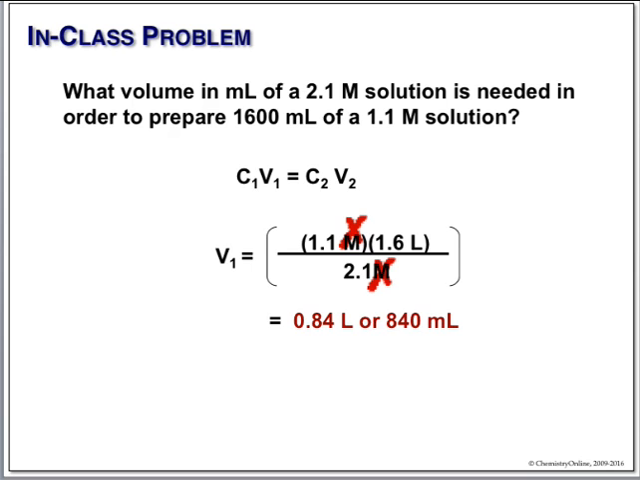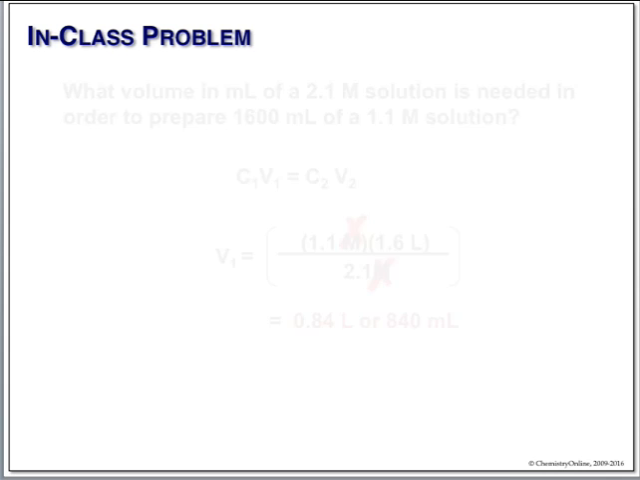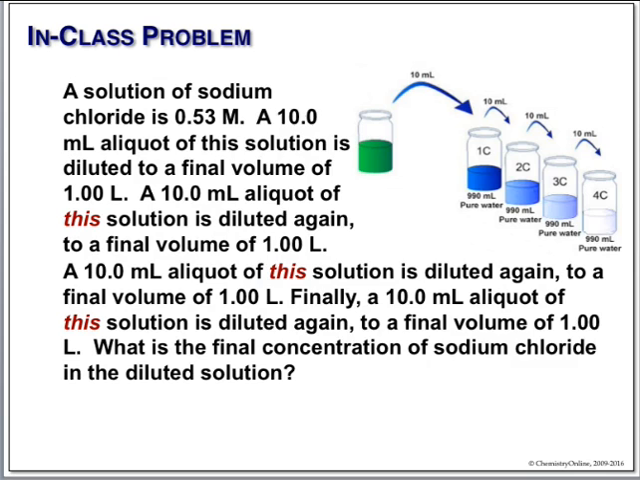All right, these are standard simple dilutions. Something that's a little more challenging, conceptually perhaps, is a serial dilution. This is what we saw in the opening slide. And like I said, this is standard homeopathic medicine. What do you do in a serial dilution? You start off with some solution. Here I'm saying that solution is 0.53 molar. I'm going to take 10 mLs of that and transfer it to 990 mLs of pure water. So I have 1 liter again, don't I?